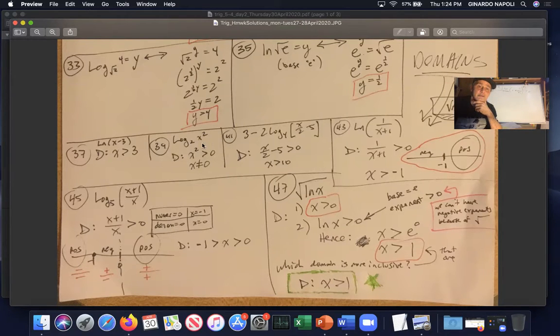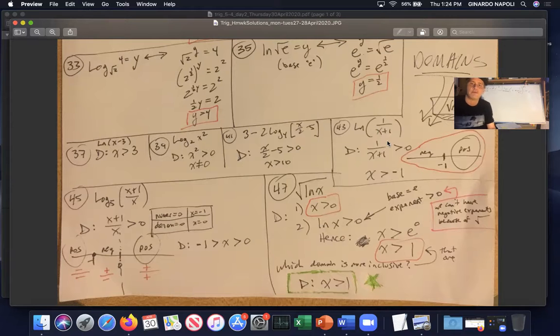Now in this case, x squared is always going to be greater than 0. So the only thing that can't happen is if x is 0. That's the only issue for 39. Otherwise, this will be okay because when you square it, the negatives become positives. And then over here, it's just solving this problem, the expression greater than 0.